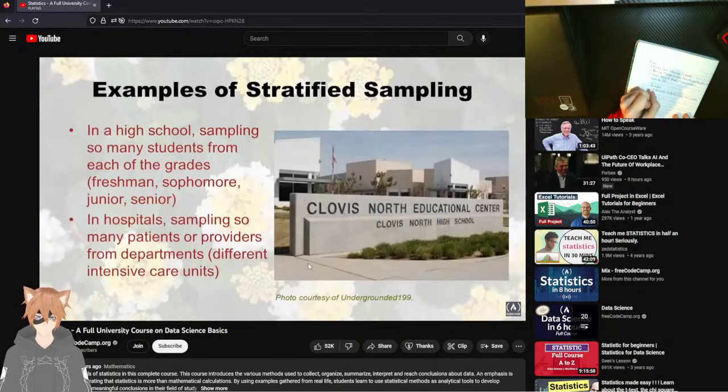In hospitals, they often sample patients or providers from each department. They don't just do a simple random sample of providers if they're asking about provider satisfaction or a policy, because they might, for example, miss everybody in the ICU. If you're studying hospitals with multiple ICUs, you would want to stratify by ICU, even if one of them is smaller, to make sure you have a good solid representation from each ICU.